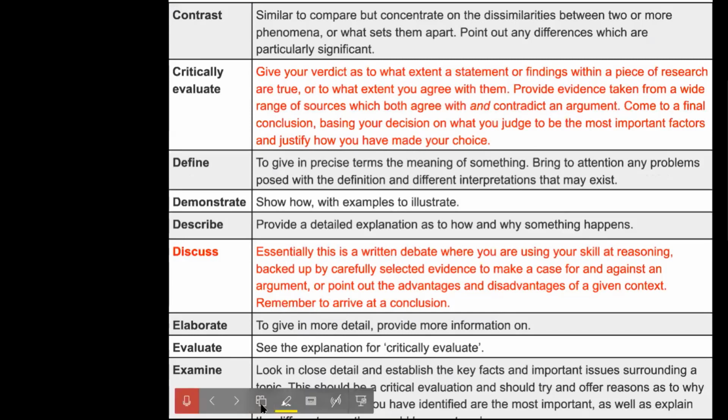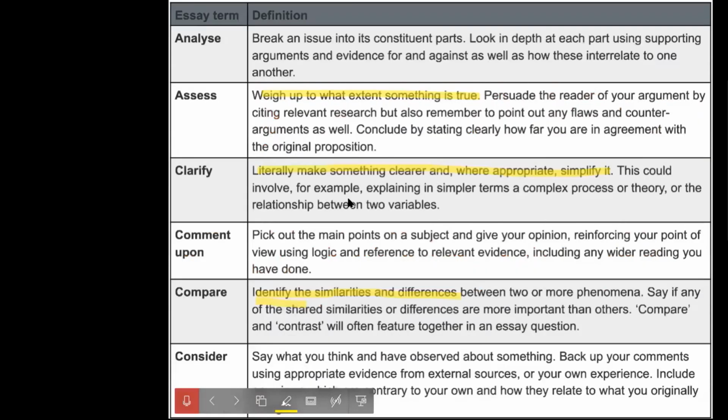Sorry, I just want to briefly go back to this one. So what I do is I've simplified compare, and I've identified it. When I see the word compare, immediately my mind jumps to similarities and differences. How are these two things or three things or however many things, how are they similar and how are they different?